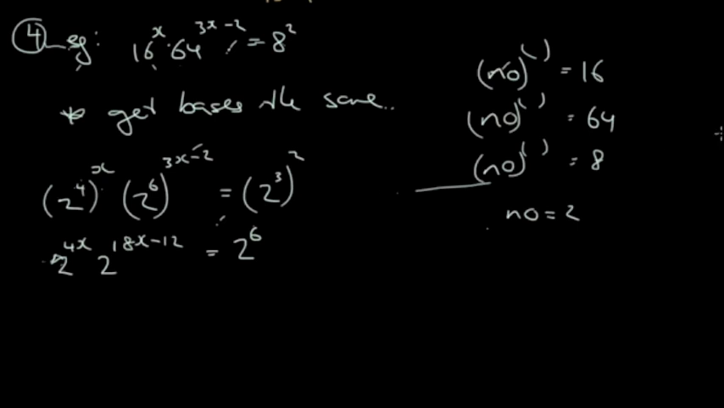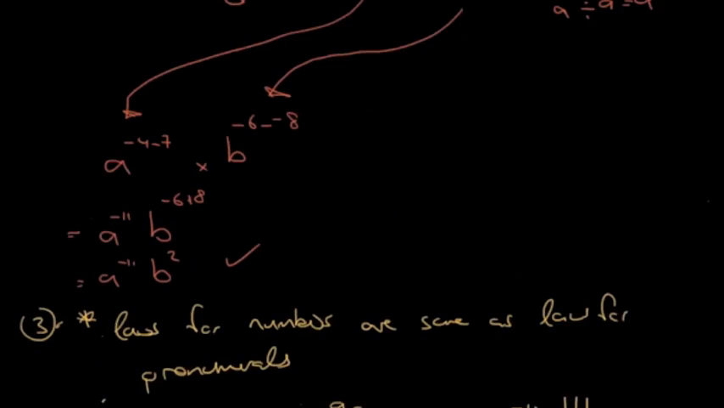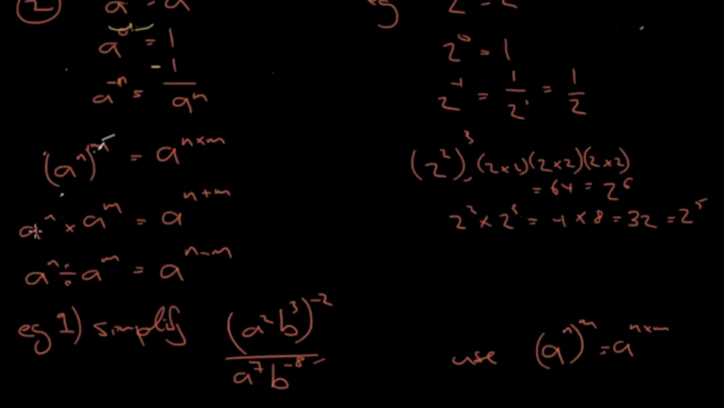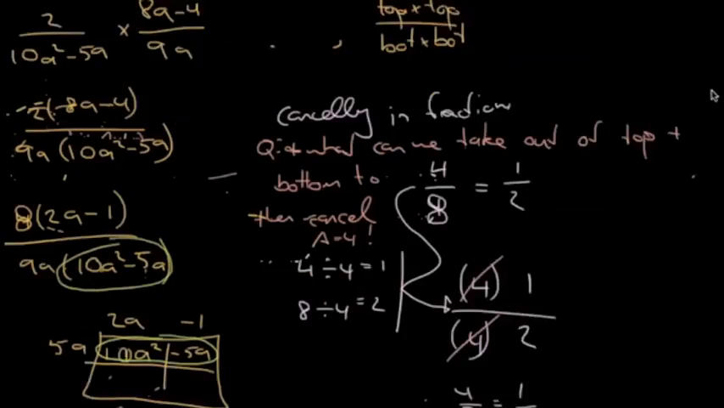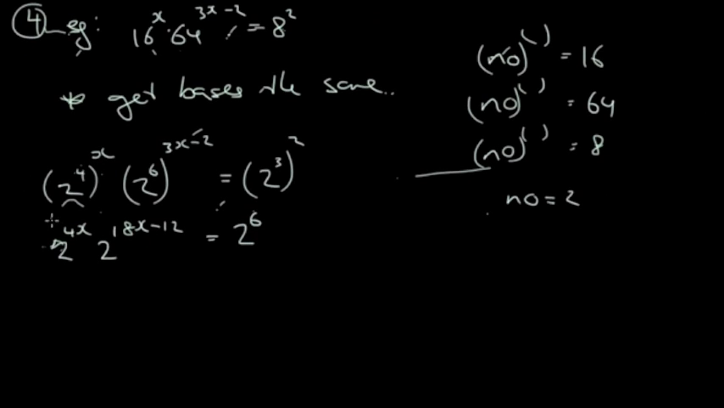Now we use another of our index laws, for this multiplication: 2 to the something times 2 to the something else. a to the n times a to the m equals a to the n plus m. So you add the two powers when you're multiplying over a common base. So when we add 4x to 18x minus 12, we group like terms, apples with apples and oranges with oranges, as I have said in the past. So we've got 2 to the power of 4x plus 18x, which is 22x, minus 12, equals 2 to the power of 6.